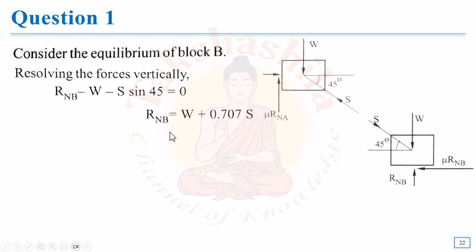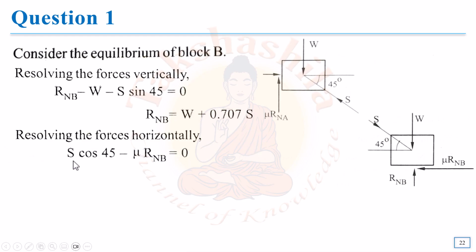Now we can apply the second condition of equilibrium, resolving forces horizontally. Which are the forces? We will have a component of S acting from left to right, and we will have this frictional force acting from right to left. Why have I taken the direction of friction like this? Because when this body tries to move down and I have a connecting bar like this, what will happen to this block? It will have a tendency to move to the right. So the friction will be opposite to that.